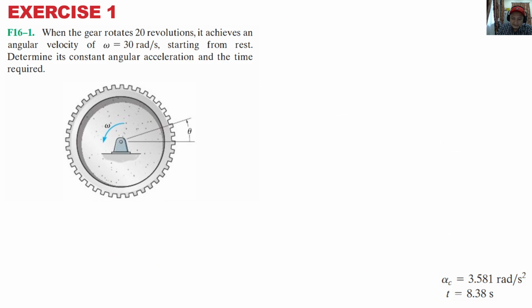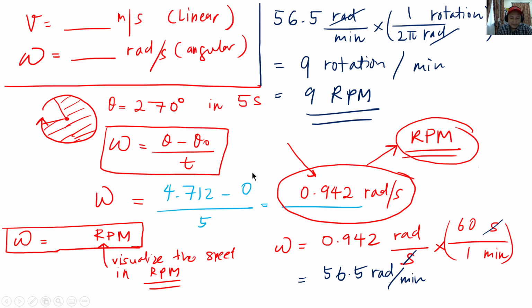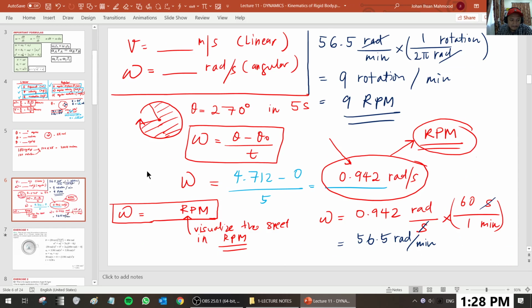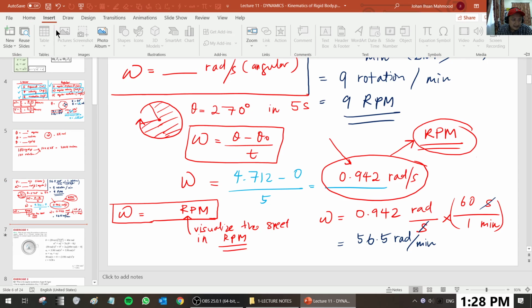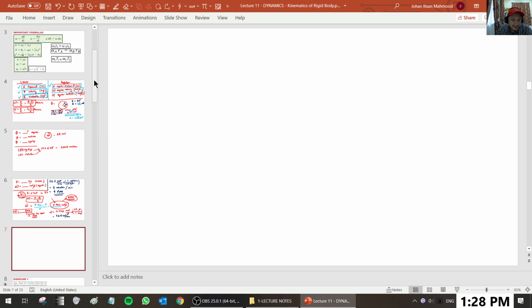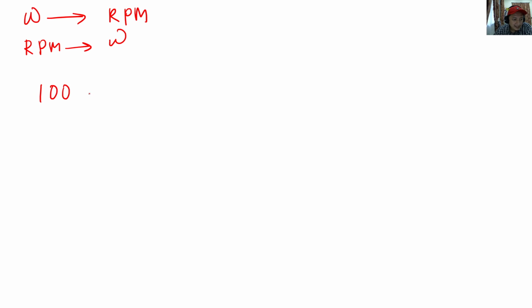We gotta do another one. Definitely I need to add one more page. Insert new slide blank. So just now we were doing omega converting to RPM. How about the other way around? RPM convert to omega in radian per second. Let's say I have something like 100 RPM convert to radian per second.